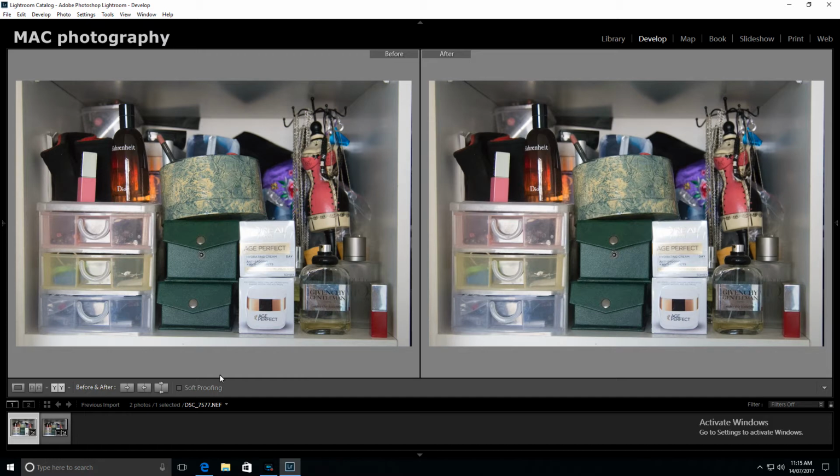Okay, so let's take a look at these two. What we have here is I've turned all the settings down to zero in Lightroom, synchronized both. All the settings were off on the camera for any noise reduction and things like that. So this is just purely the raw image out of camera. So let's have a look.